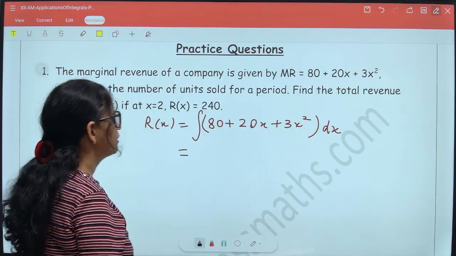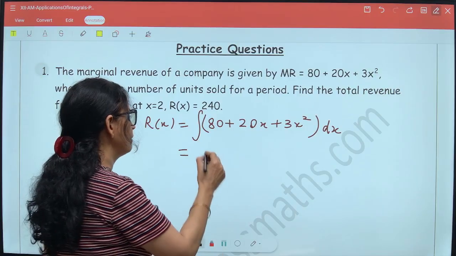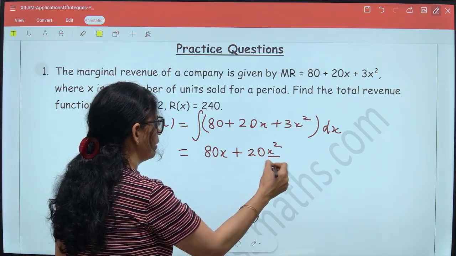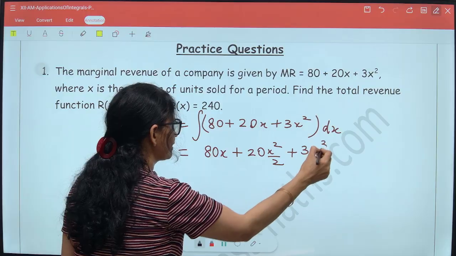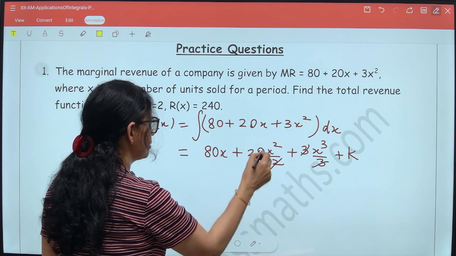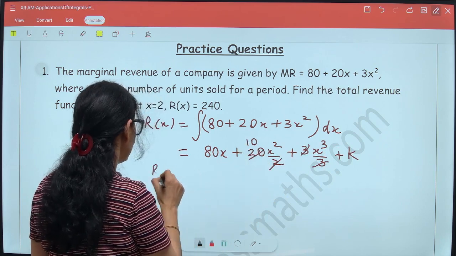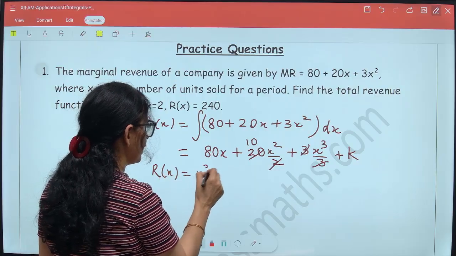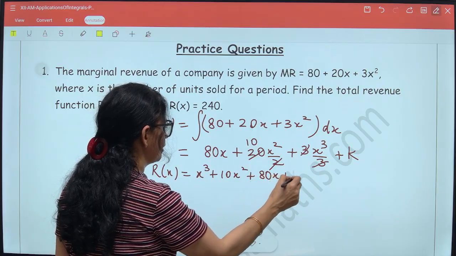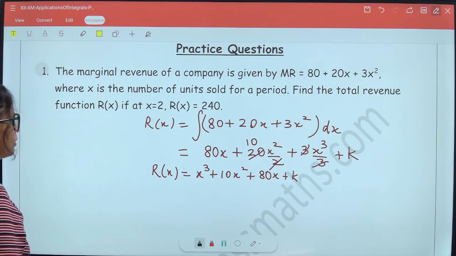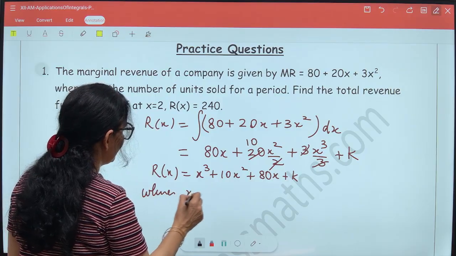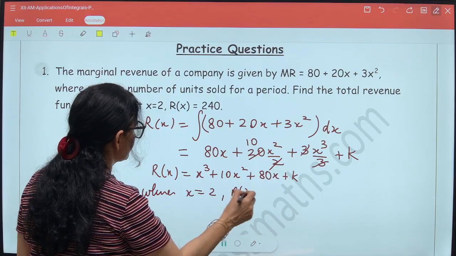Now let's integrate. It is a simple polynomial function which can be easily integrated. So it becomes 80x + 20x²/2 + 3x³/3 + the constant of integration. 3 gets cancelled, even 2 gets cancelled. So that means the revenue function now is x³ + 10x² + 80x + k. Now there is an additional condition given in the question that when x is 2, the revenue is 240.